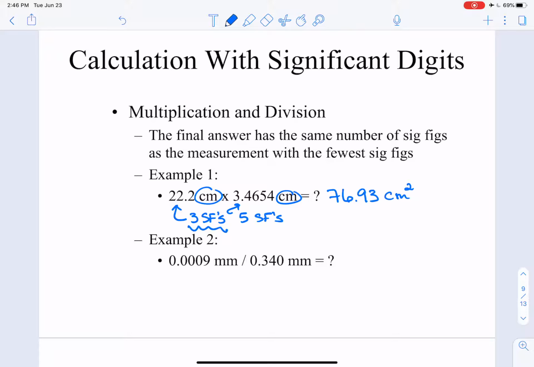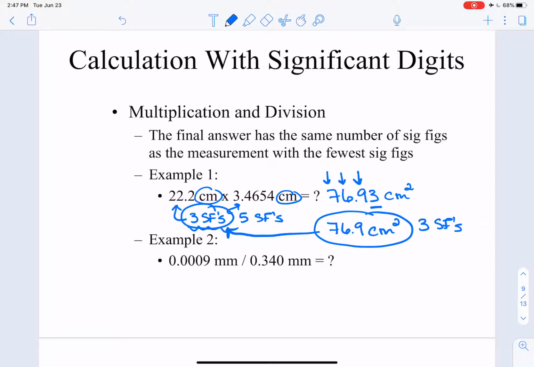And then you go, okay, I need to report the final answer with only 3 sig figs because that's the rule, okay? So you start with the digit on the left. There's 1 sig fig, 2 sig figs, 3 sig figs, okay? So we're gonna stop in the tenths column. The 9 is in the tenths column when we give our final answer, but we needed this digit right here to tell us whether we were gonna round up or just stay at 9. Now, if it's 5 or up, go ahead and round the next digit up, but if it's below 5, you're gonna keep the next digit as is. So we would report this answer as 76.9 centimeters squared, and our final answer has 3 sig figs, which is the same as the measurement with the fewest sig figs there. Okay, so that's how that works.